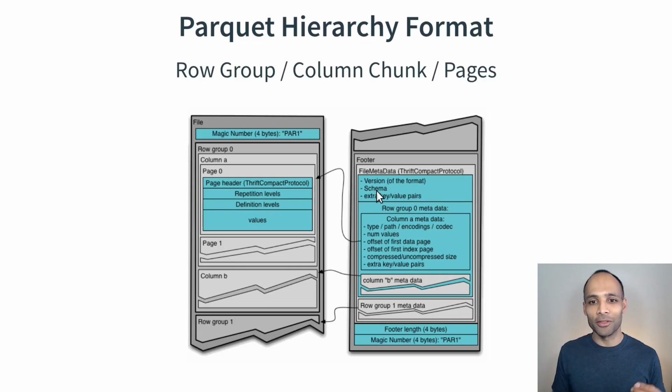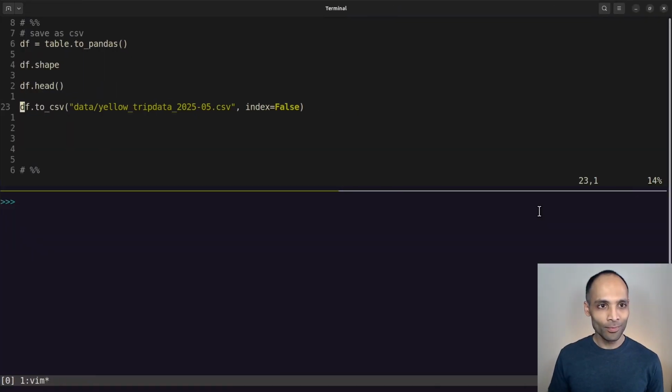We can see things like the schema, or the name of each column and the type of each column, but we can also see things about each row group, like how many values are in each row group, and special statistics that make analysis of the file more efficient. Let's go back to the terminal and check out the footer on the Parquet file we saw earlier.